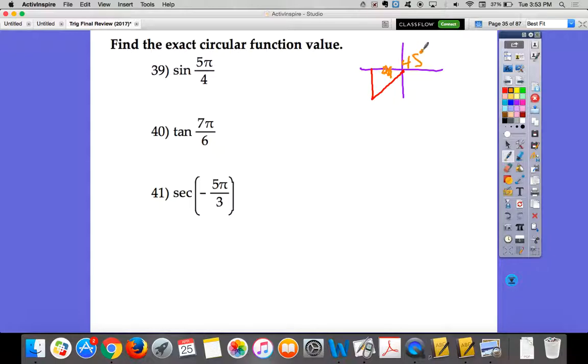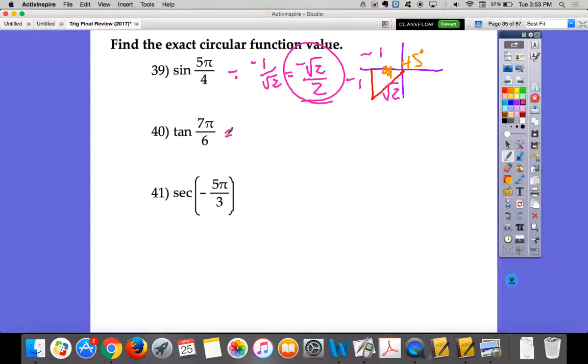So your brain needs to think about a 45 degree triangle. We got 1, 1, square root of 2, but we went left and we went down. So sine of that picture is going to be -1 over square root of 2. We need to fix that by rationalizing, and that's what we get.